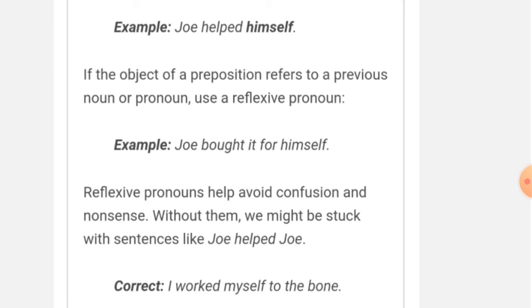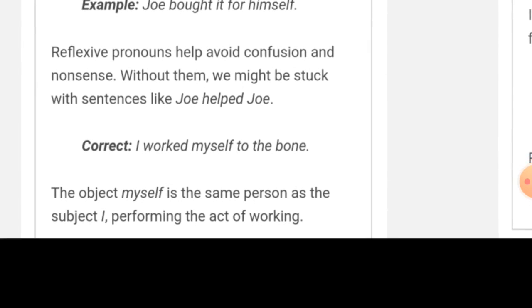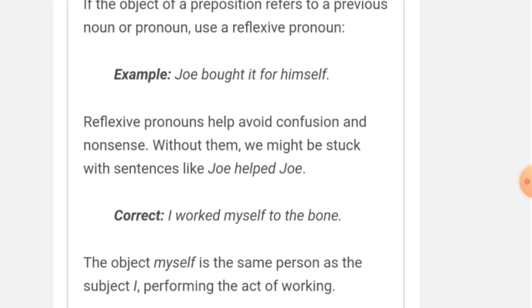If the object of a preposition refers to a previous noun or pronoun, use a reflexive pronoun. Example: Joe bought it for himself. Reflexive pronouns help avoid confusion and nonsense. Without them, we might be stuck with sentences like Joe helped Joe. Correct: I work myself to the bone. The object myself is the same person as the subject I, performing the act of working.